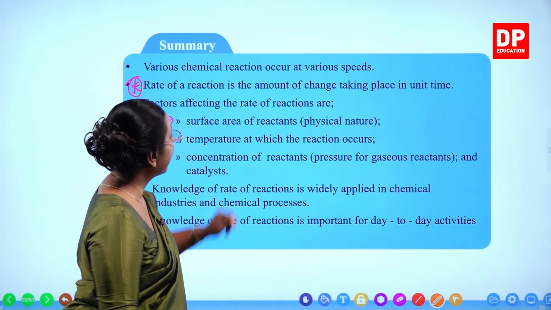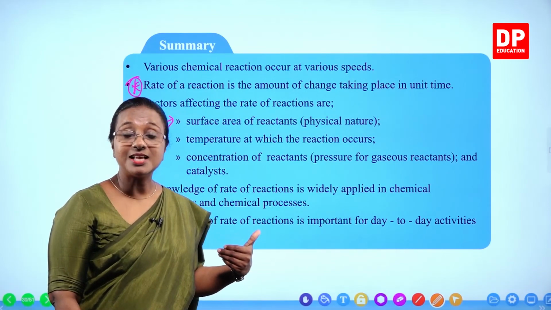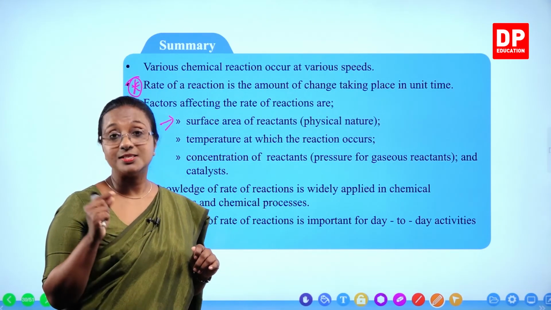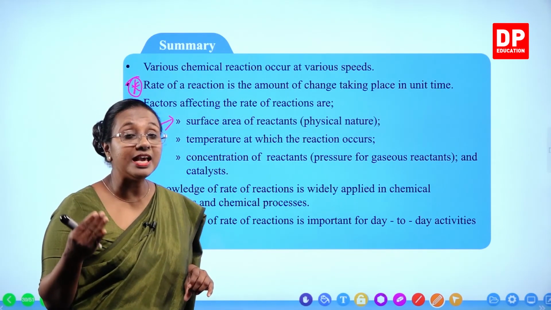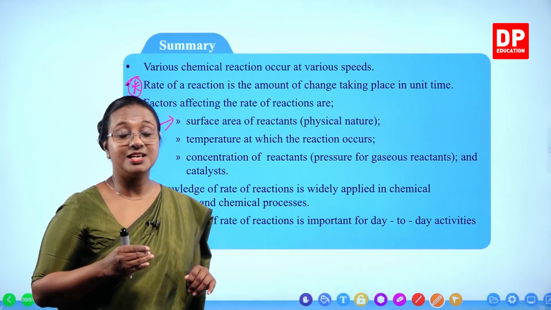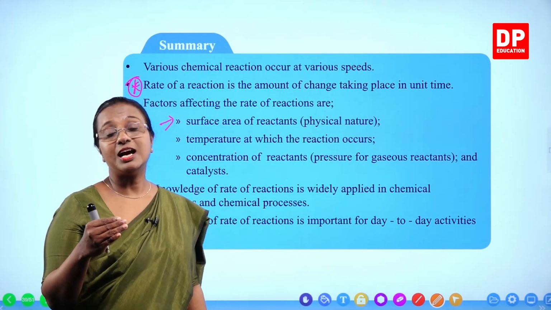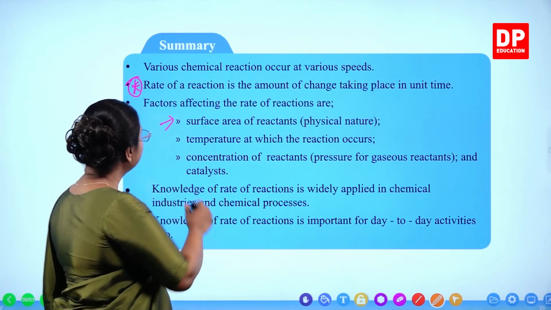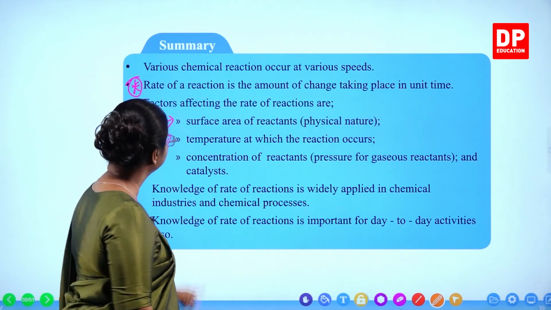Then temperature at which the reaction occurs. For that, we looked at the example where we put an iron nail into acidified potassium permanganate and observed the time taken for decolorization. When the temperature is high, the time taken for the decolorization process is less. So, we know when temperature increases, the rate of reaction increases.